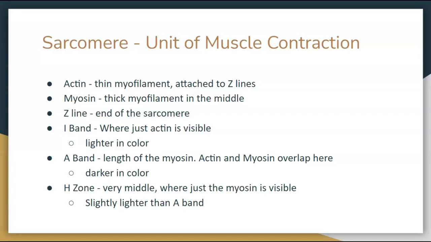I just explained all this on the picture, so you can pause and write this down if you want. But again, actin is thin, myosin is thick, Z-line is the end of a sarcomere, I-band is just actin, A-band is the whole myosin, and H-zone is just myosin. The A-band is the only one that has both actin and myosin.